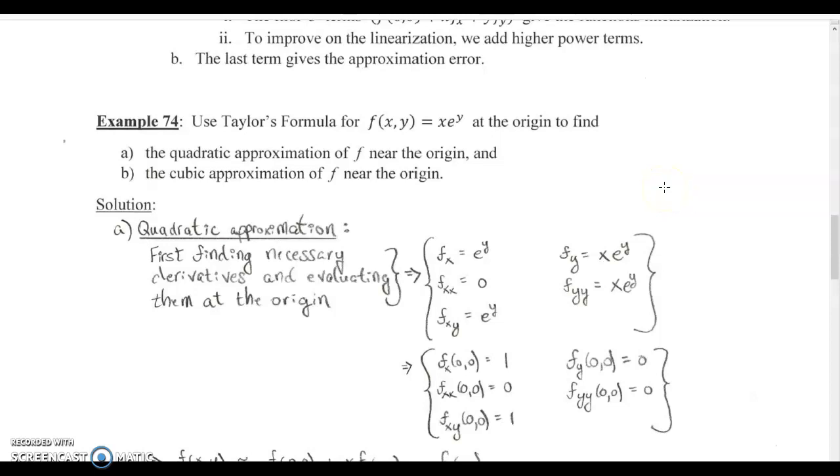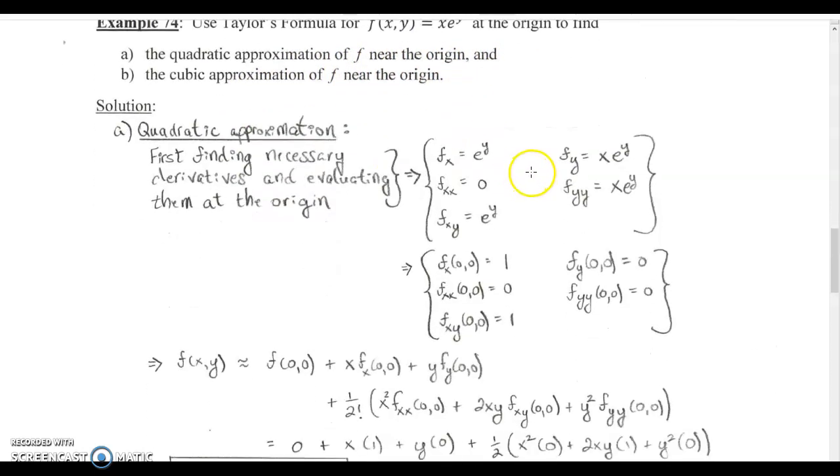All right, welcome back everyone to our Calculus 3 class notes, and we're now on example 74. Using what we just learned about Taylor's formula for f of x, y at the origin, we want to find the quadratic approximation of f near the origin and the cubic approximation of f near the origin.